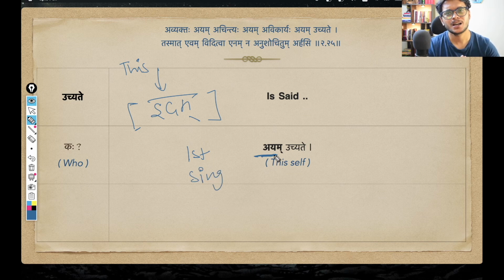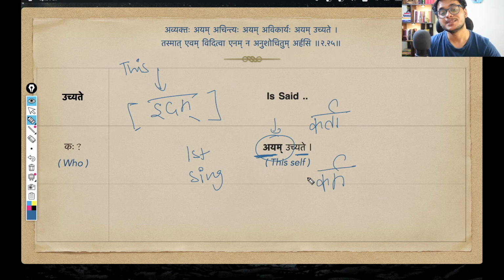So we have used this ayam quite often. But pay attention to this one point, that this ayam here is not the karta. It is not the karta of the kriya, uchyate. No, this ayam is rather the karma of the kriya. And why is this the karma?